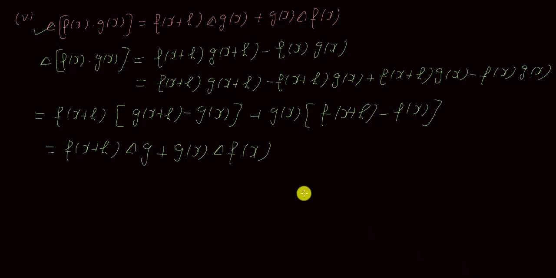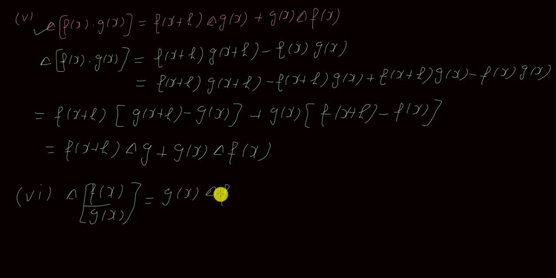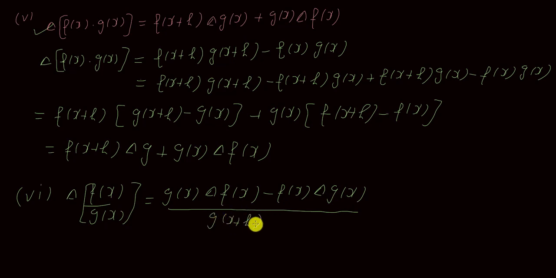Okay, so now I am going to write the next property, and the proof I am going to leave up to you. You have to prove that this is equal to g x delta f of x minus f x delta g of x, divided by g of x plus h, and g of x. So I am leaving it as an exercise, do it yourself.